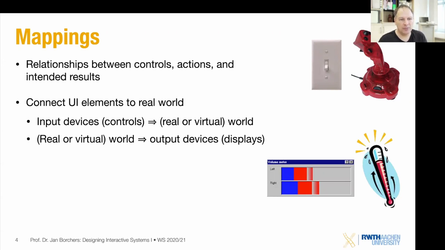Okay, so this is what mappings are. So far, mappings just exist, right? They're neither good nor bad. They just are something that always exists when you create a control for something, an input device, or when you display an output, when you display a value or a process in an output device.